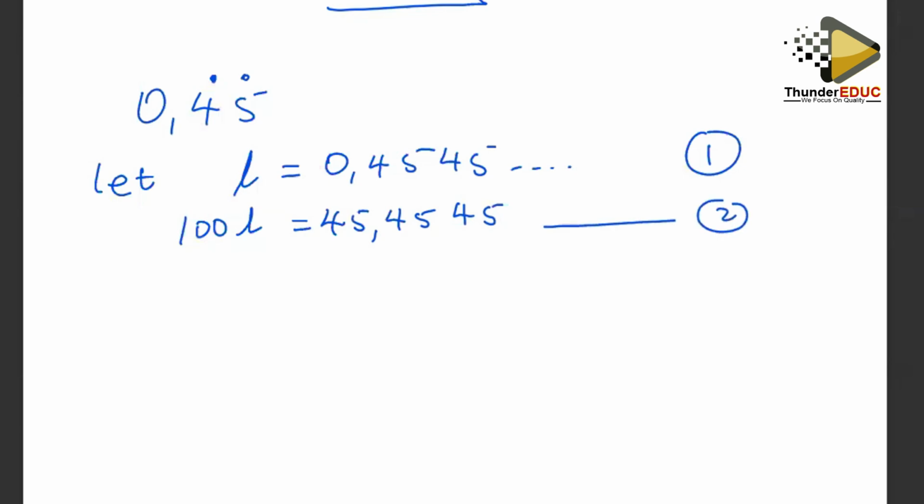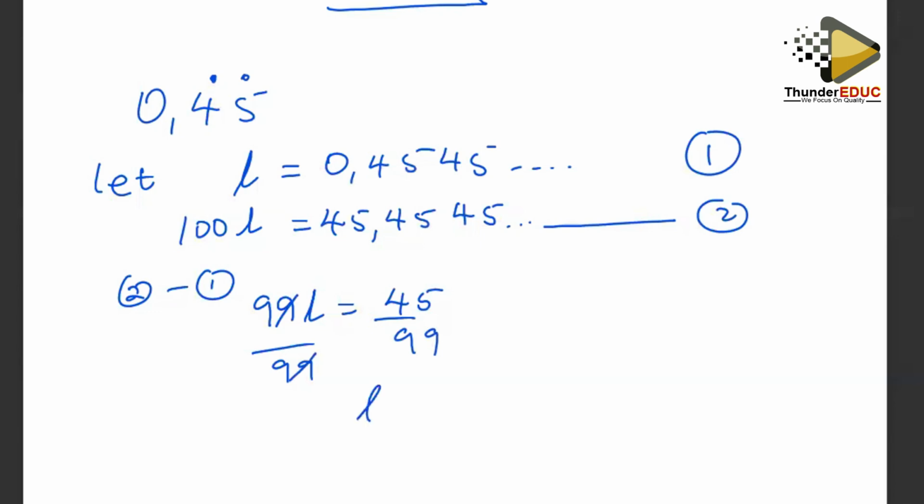Let's call this equation number 2. And then we subtract equation 2 minus equation 1. So this is going to be 100 minus 1, which is going to be a 99L. 45 minus 0, which is going to be a 45. Then I can divide both sides by 99, then over 99. So that cancels that. And then I need to simplify this further. So which number can go into there? We can use 9. By 9 is a 5, by 9 is 11. So our answer becomes 5 over 11. So 5 over 11 should give us the 0.45, 45, 45, and 45 continuously.